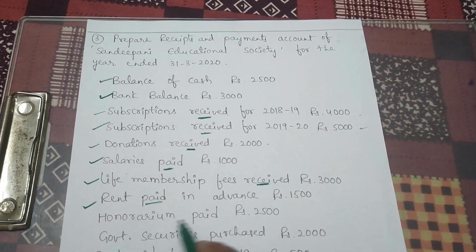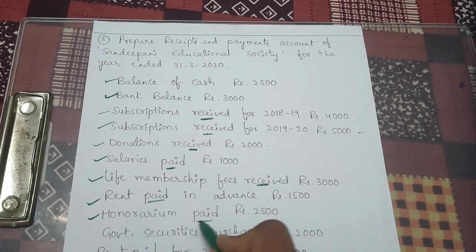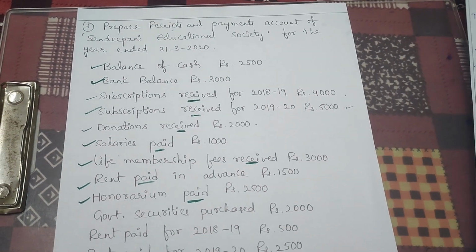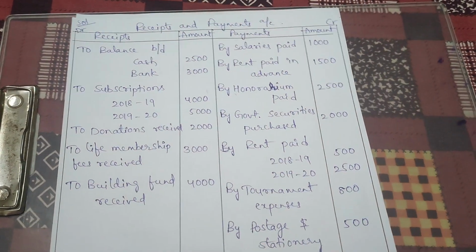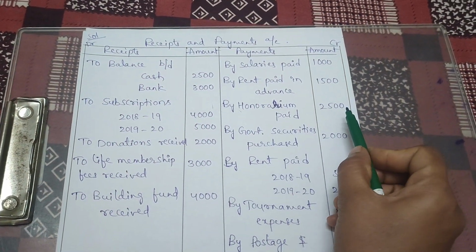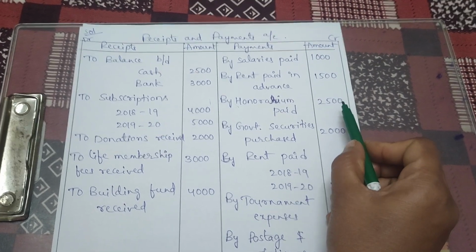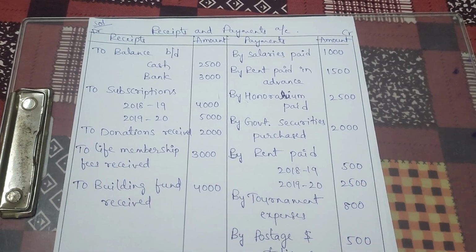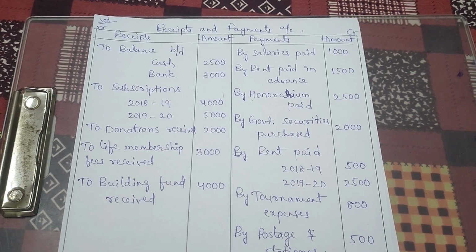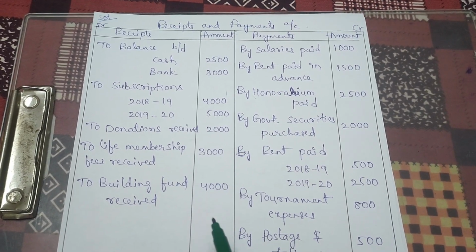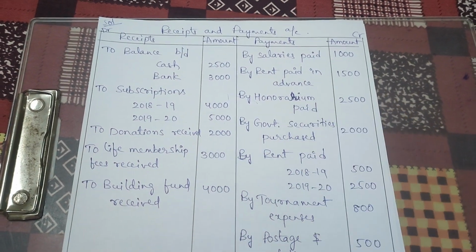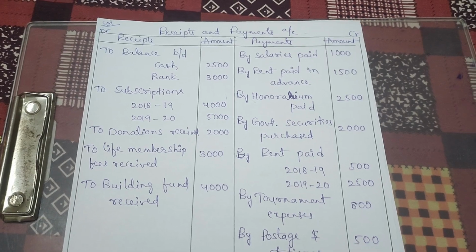Next, honorarium paid. Paid is a credit item. So this we have to record on the credit side, 2500 rupees. By honorarium paid 2500. Okay. Because it is a payment. Paid always. If any item is paid by the company, paid by the business, we always have to write on the credit side only because it is a payment.